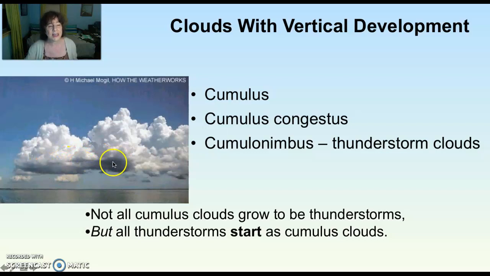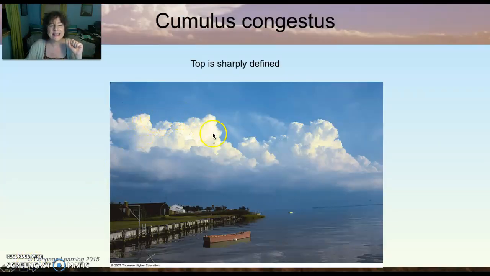As in congestion, those downdrafts start to disappear and the clouds begin to get congested across the sky without the blue downdrafts in between them. So these are cumulus congestus, and what I will say is this, that not all cumulus clouds grow to be thunderstorms, but all thunderstorms start as cumulus clouds. So these could become thunderstorms. Obviously you see the congestion down here, but they have really sharply defined upper limits.